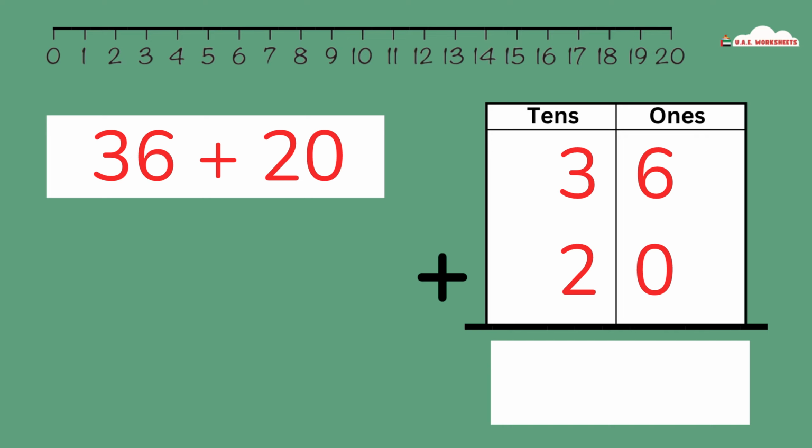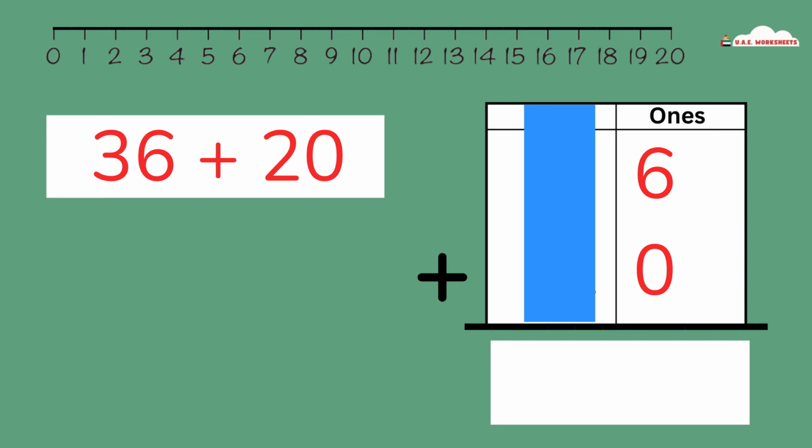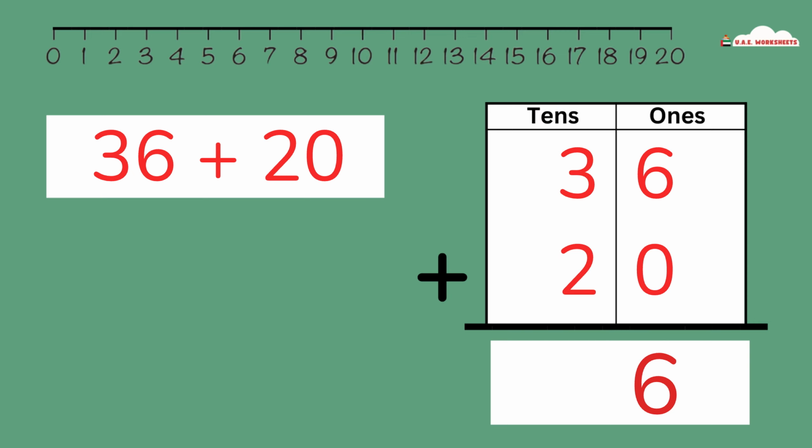Next, we have 36 plus 20. Cover the tens column and focus on the ones. In the ones column, 6 plus 0 equals 6. It stays 6 because 0 does not add anything to it. The answer 6 goes to the bottom of the ones side.